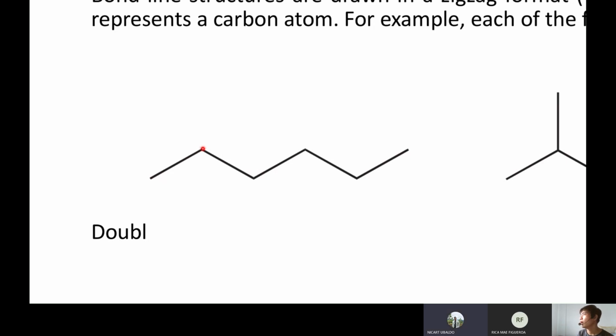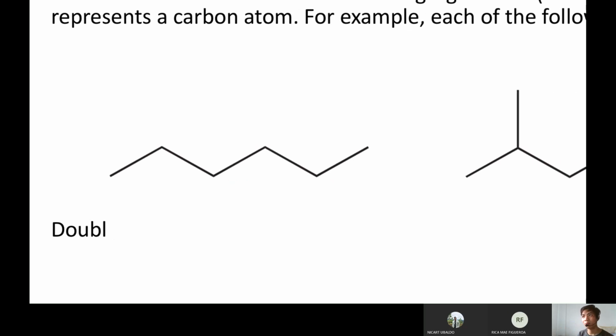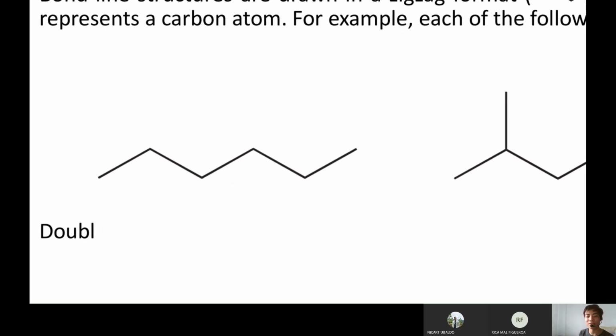2 po. Okay. Kasi may 2 nang bond, tapos yung dalawang kulang, yun na yung nakabond kay hydrogen. No? Ito, dalawa, tatlo. So, ang magiging formula nito, CH3, CH2, CH2, CH2, CH2, CH3. Ganun yung pagbasa dyan, no?